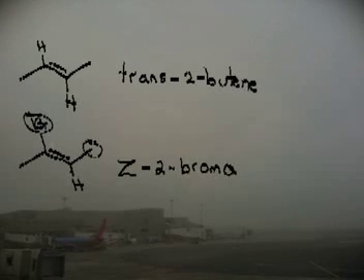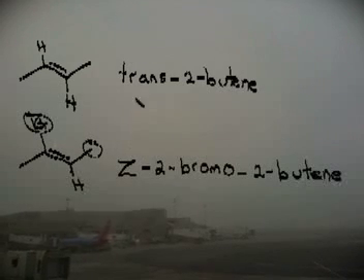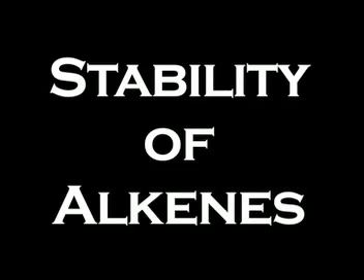So what we have here is these 2 high priority groups are on the same side of the molecule. So we're going to say this is a Z-2-bromo-2-butene. Okay, so that gives you an idea between when to use E and Z and when to use cis and trans. How can we tell if an alkene is more or less stable?